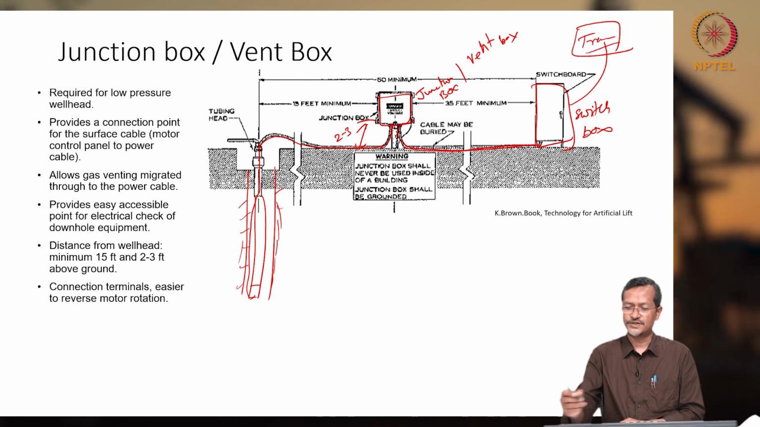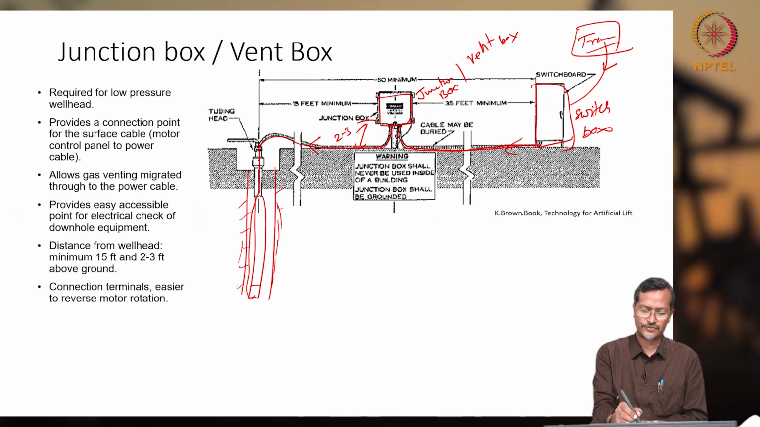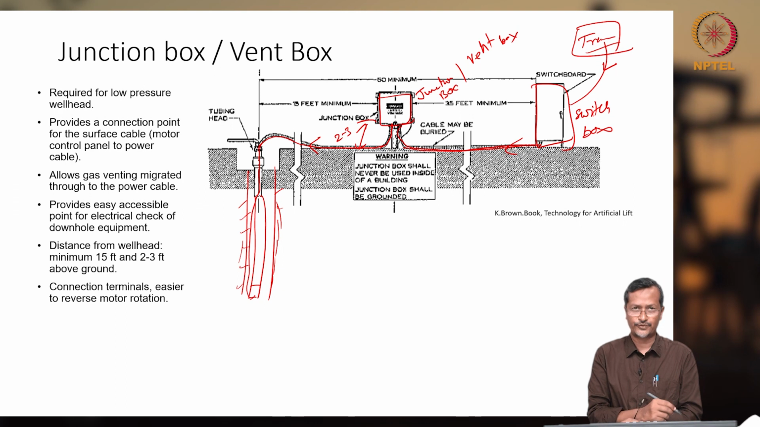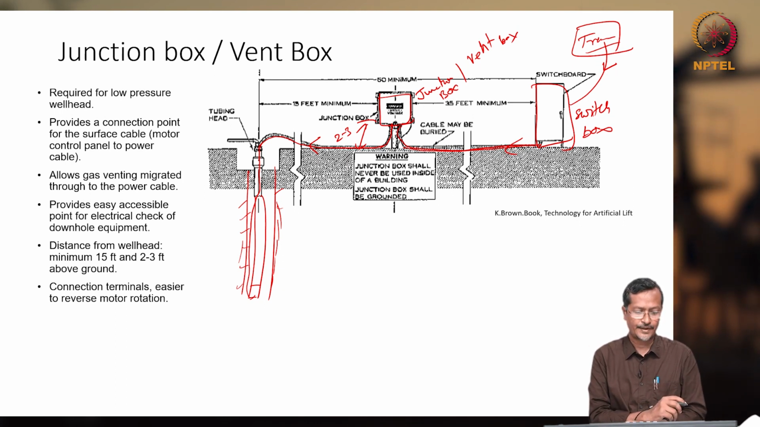Now, the switch box will get power from the transformer. The transformer gives to the switch box, the switch box gives to your junction box, and electricity will go directly to your motor. This way the whole surface system will be working.